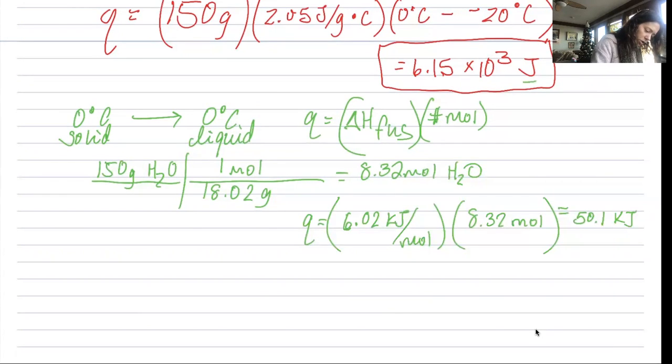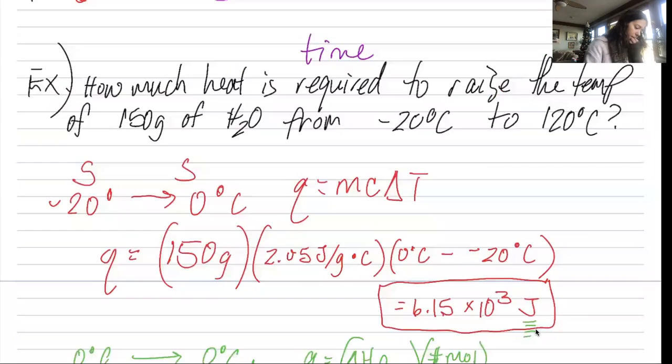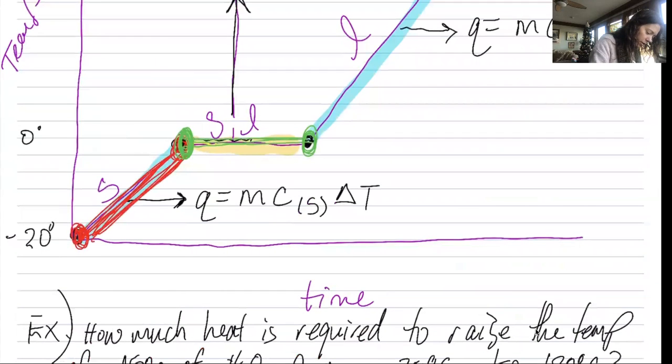However, this answer is in joules, so let's take our 50.1 kilojoules and convert every 1 kilojoule to a joule, because at the end we will need to add up all of these. So what we have is 4.01 times 10 to the fourth joules. All right, so let's put a box around that. And that has taken us from here to here.